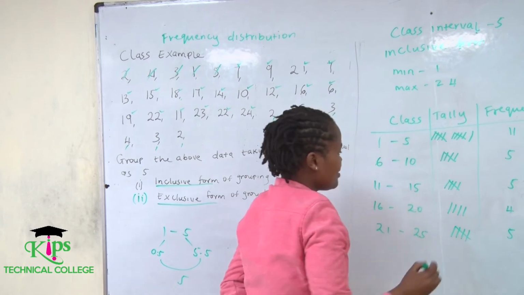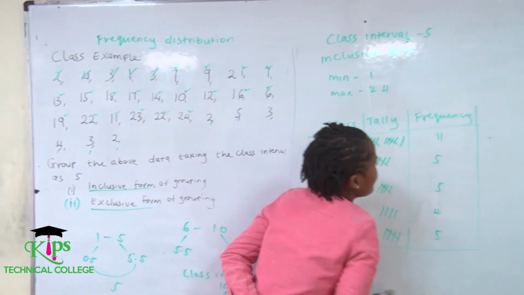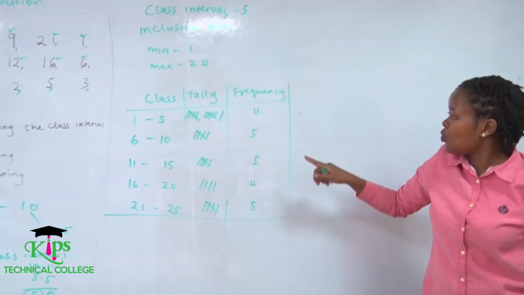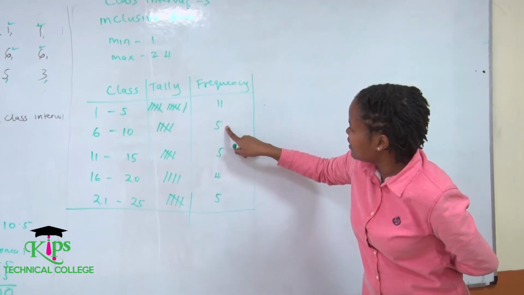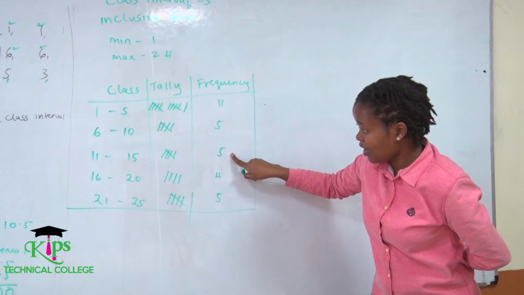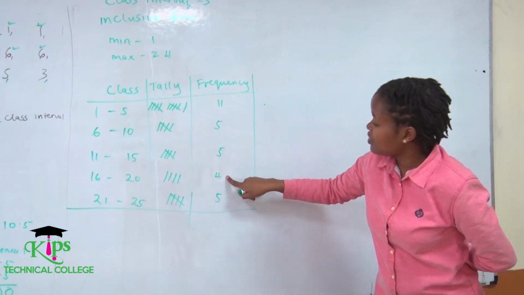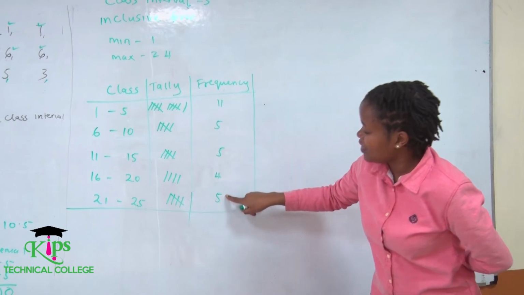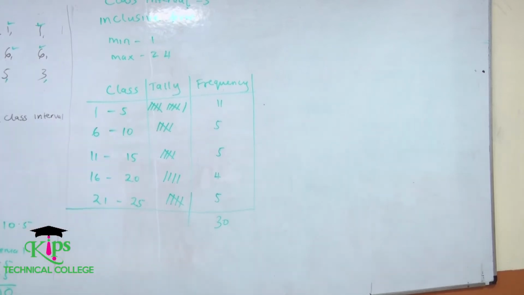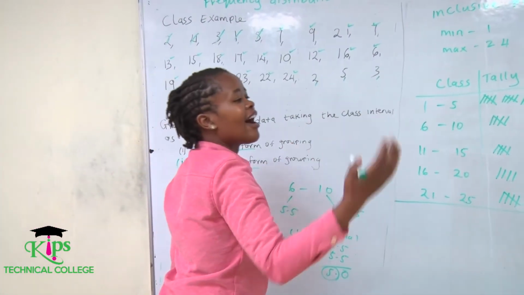Let's see if you are right. Let's find the total frequency, to determine whether we are right. So the total frequency here will be 11 plus 5, that is 16, 16 plus 5 we have 21, 21 plus 4 is 25, then plus 5 that is 30. Now frequency is the total number of items.